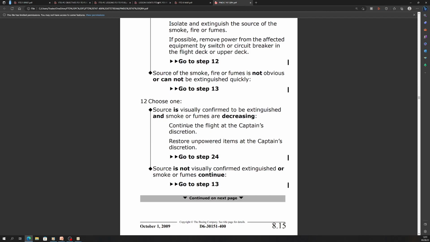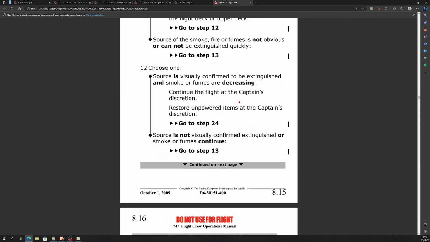Step 12 is continue the flight at captain's discretion, restore unpowered items at the captain's discretion, and we're assuming that the smoke or fumes are decreasing, and we visually confirmed that we've extinguished or fumes are decreasing. So in that case, yeah, you might be able to continue if that's the case. But again, I'd be real leery of continuing, because things can start up again.